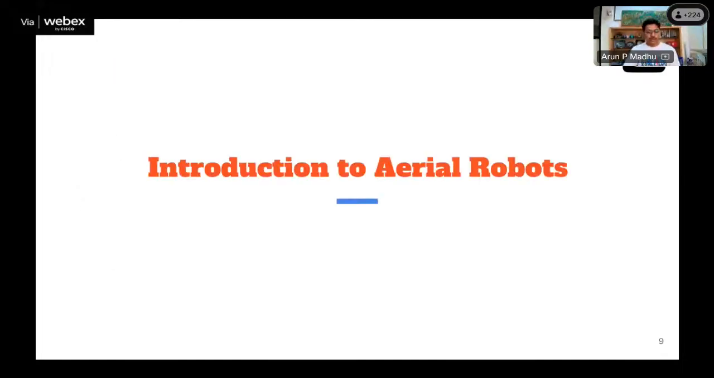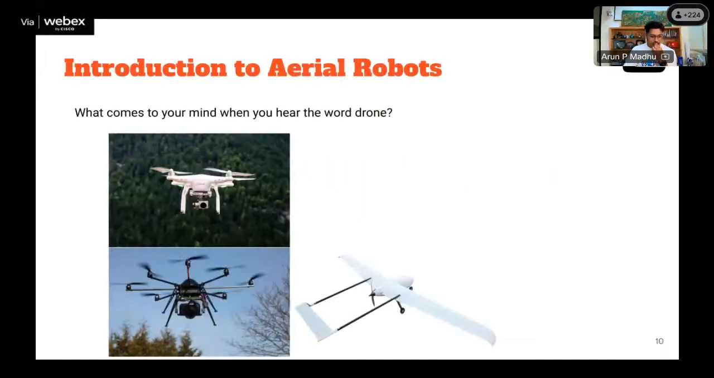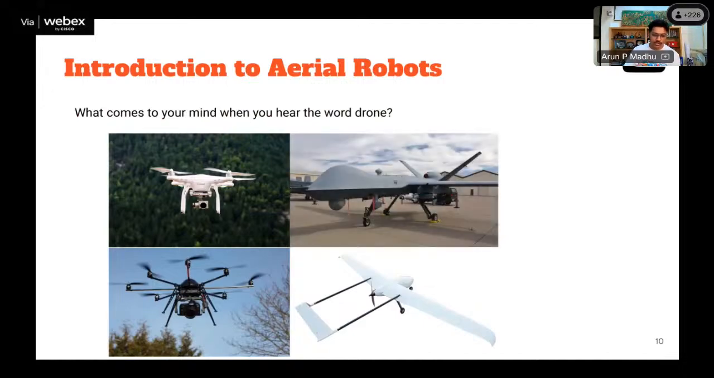So, first of all, introduction to aerial robots. When you hear the name drone, these are the things that might come into your mind: an aerial photography drone, this is a DJI drone which you might have seen, then something like this, then this is the drone used in the military, mostly by the US, and this is a type of drone also. So the word drone is applicable to all of these things.